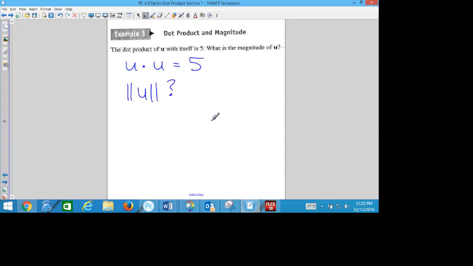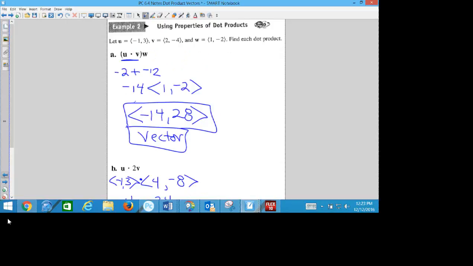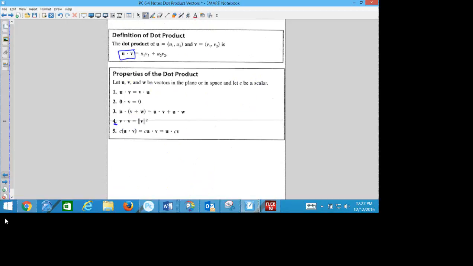It says the dot product of u times itself is 5, then it says find the magnitude of u. So we know u times u is 5. We need to find the magnitude of u. There's a formula that you don't need to go back, but I'll just show you up here. There's a formula on the first page. I told you we were coming back to it.